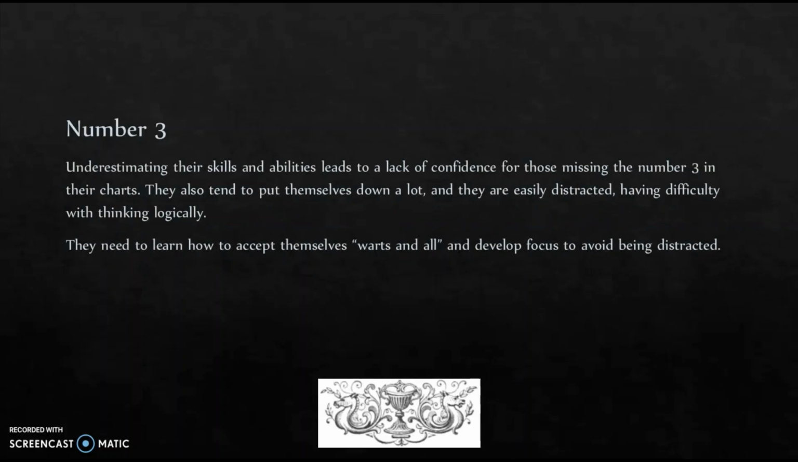Number 3. Underestimating their skills and abilities leads to a lack of confidence for those missing the number 3 in their charts. They also tend to put themselves down a lot, and they are easily distracted, having difficulty with thinking logically. They need to learn how to accept themselves, warts and all, and develop focus to avoid being distracted.